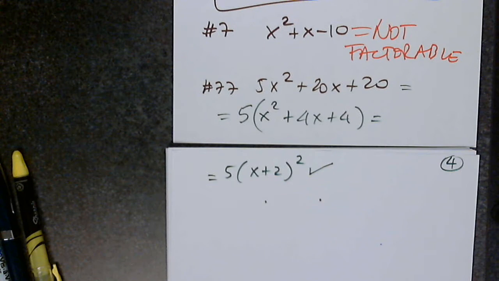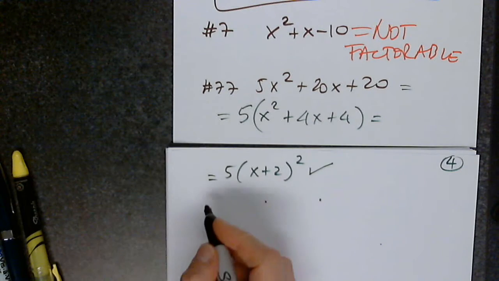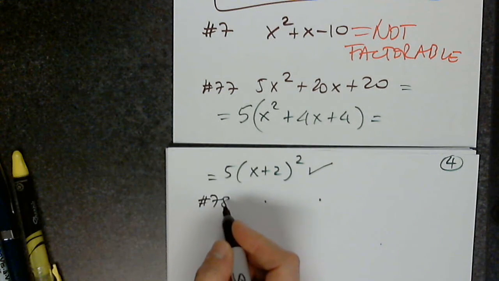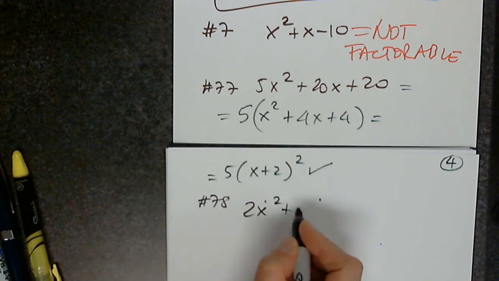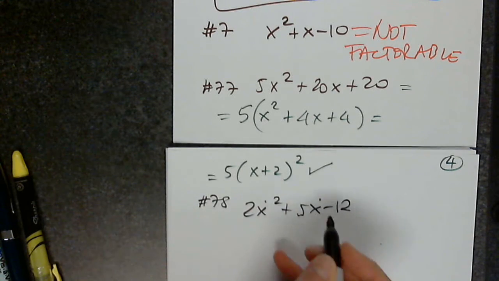Okay. Are we done with chapter 6, or do we want to move on? Oh, I said 78, I think. Yes, I did say so. So you don't want to go back to 5? Yes, we'll go back. 78. So 2x squared plus 5x minus 12.